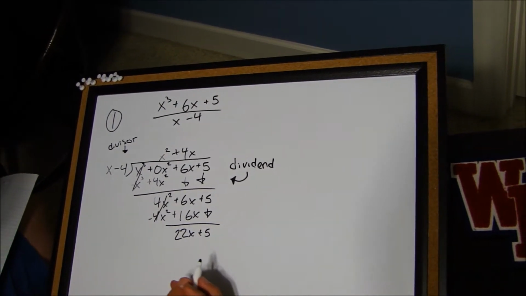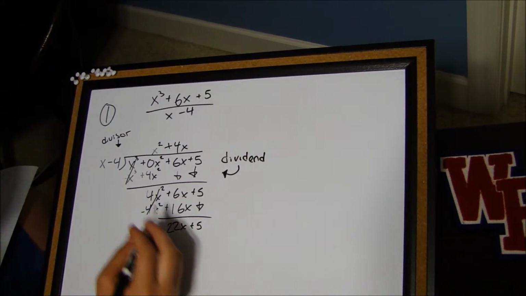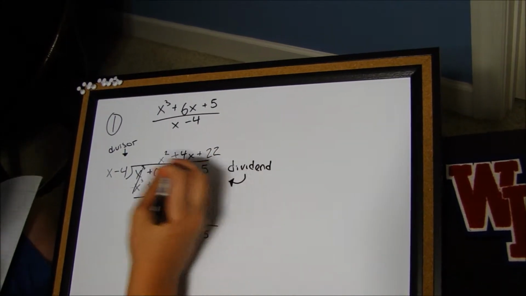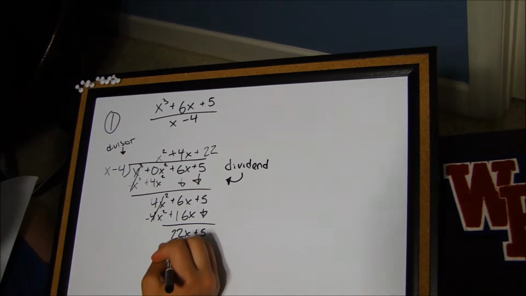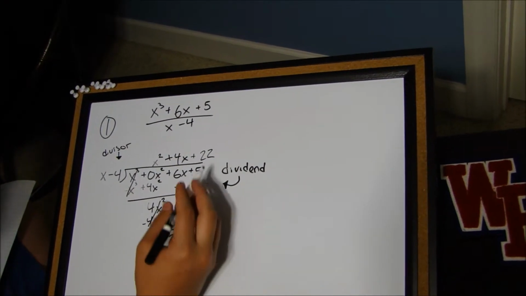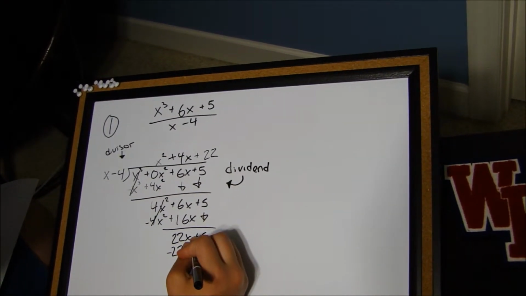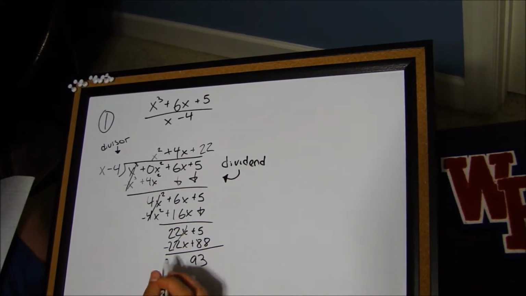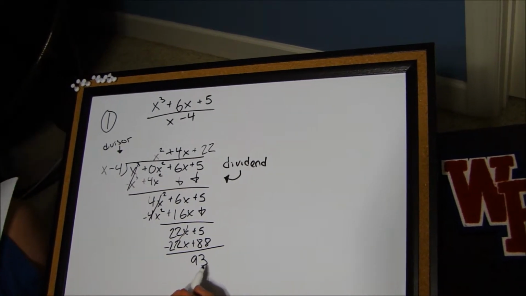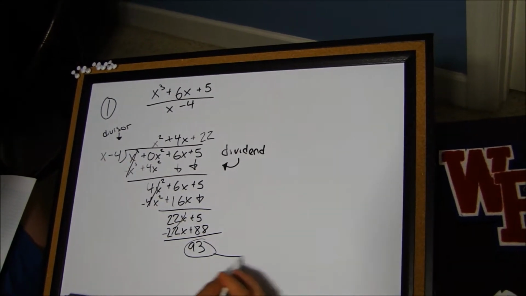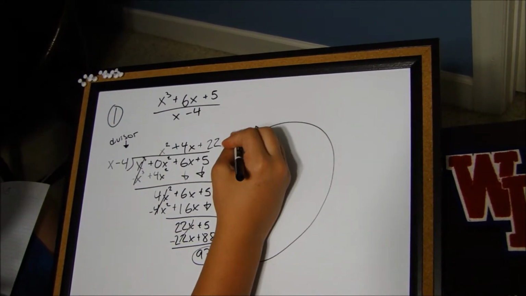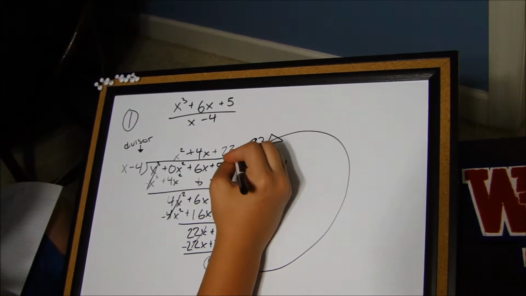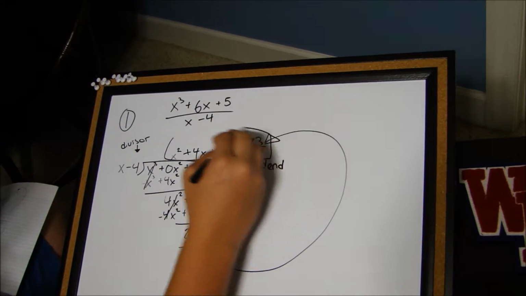And then we do the same step again, and so x goes into 22x 22 times, so we put that up there, and then multiply it and subtract, and then we get negative 22x, and then the same with the negative 4, and we get positive 88, and these two cancel out, and we're left with 93. And since x does not go into 93, this is our remainder, so we bring it up here and we put it over the divisor and add it to our quotient, which is that.